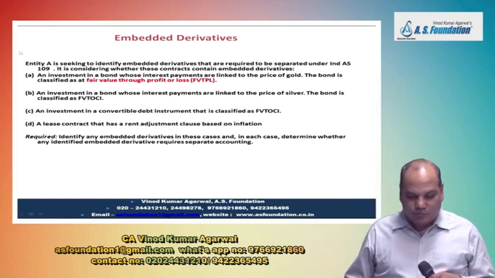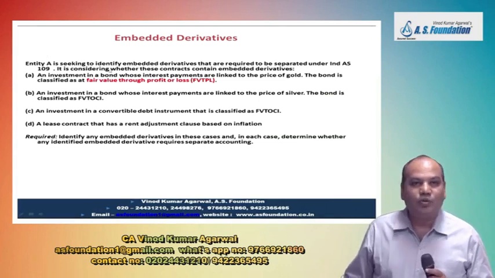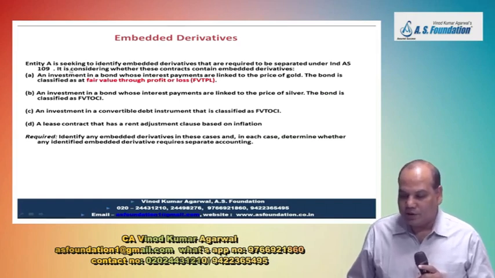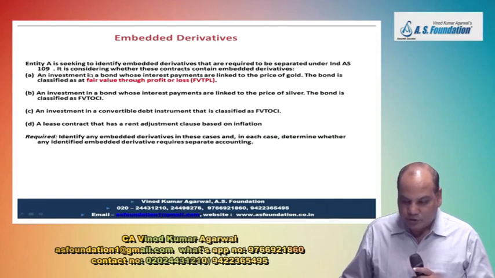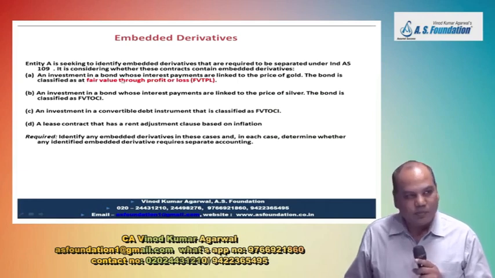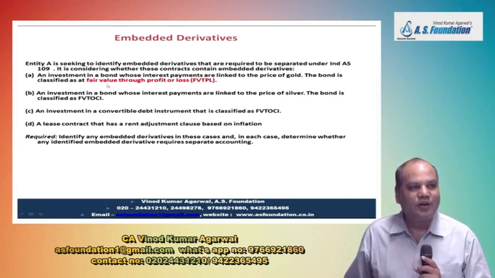Question in your book. Entity A is seeking to identify embedded derivatives that are required to be separated under IFRS 9. It is considering whether these contracts contain embedded derivatives. An investment in a bond whose interest payments are linked to the price of gold. The bond is classified as FVTPL.